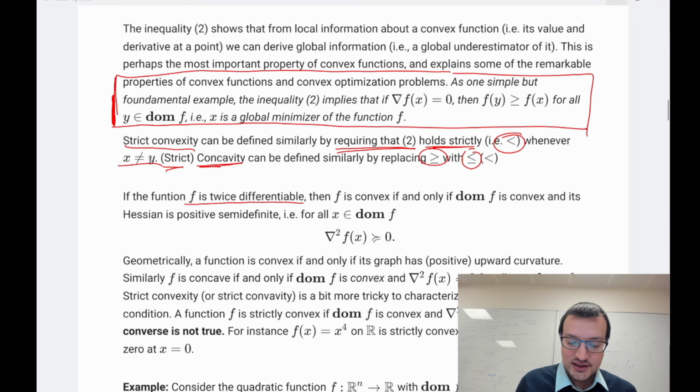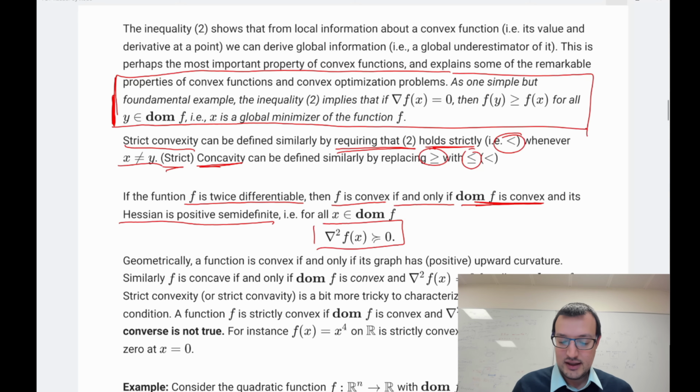We now look at a second order condition. If f is twice differentiable, then f is convex if and only if, again, we require two conditions: the domain is convex, and the Hessian is positive semi-definite for all x in the domain of f. So this expresses exactly the idea that we had before, that a function is convex if and only if the graph has a positive curvature, essentially going upward.